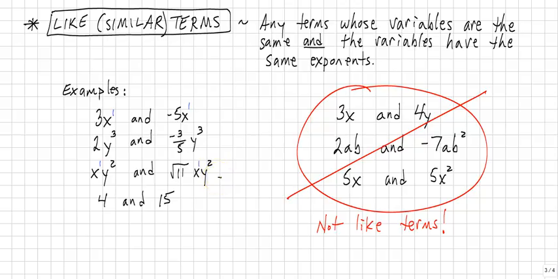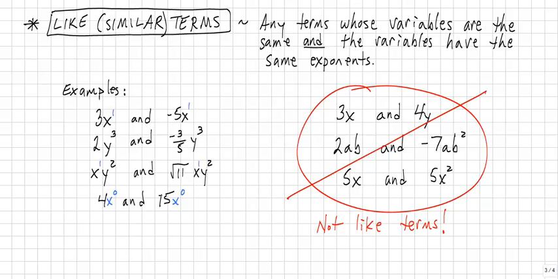And even something as simple as 4 and 15, those are like terms because technically speaking, 4 you could write as 4 times x to the 0, and 15 you could write as 15x to the 0. So they both have an x and they both have the same exponent, 0. Remember, anything to the 0 power is 1. So this is just 4 times 1, which is 4, 15 times 1, which is 15. So those are all examples of like terms.